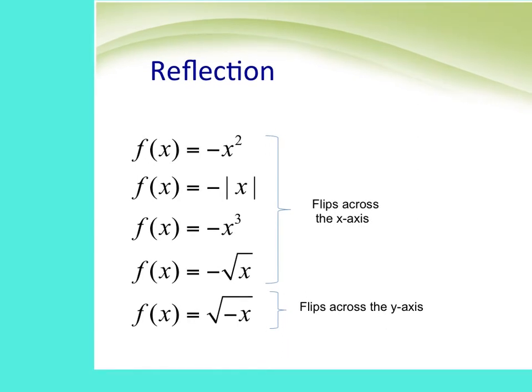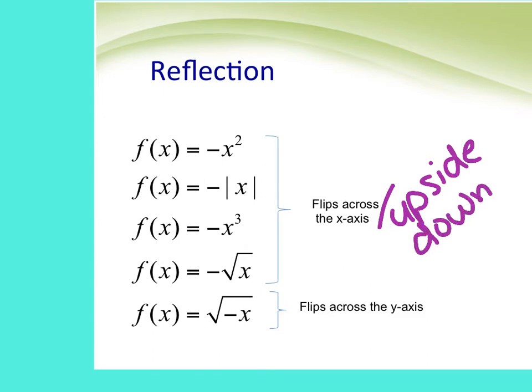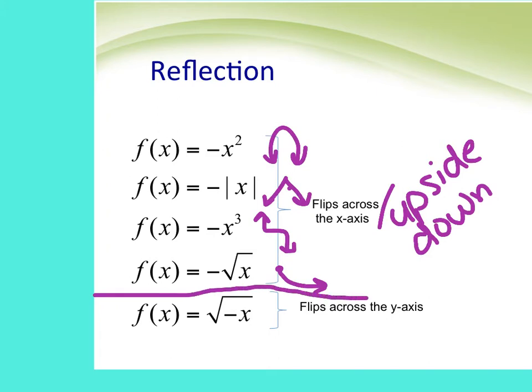If the negative is in front of the root, or in front of the absolute value, or in front of the x on the cubic or the squared, then it flips it across the x-axis. So this is flipping this upside down. So this would be a parabola that faces down, a V that faces down, an upside down cubic function, and a square root that points down. And then the negative under the root flips it across the y-axis. So now this one is pointing left.